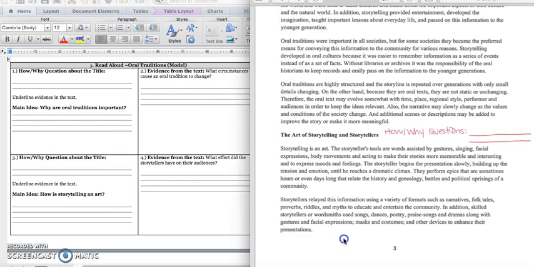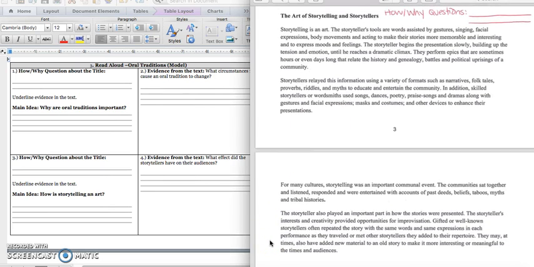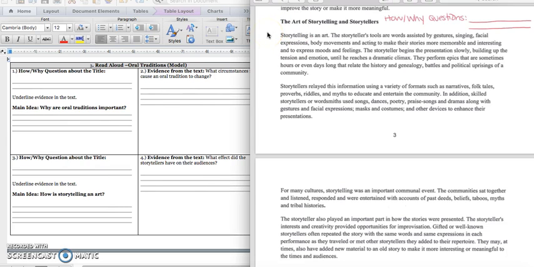In the second part of our text, I notice I have another subheading. So I'm going to turn that subheading into a how or why question to find the main idea of this section. So it says the art of storytelling and storytellers. So I could turn this into a how question and say, how is storytelling an art? And you can see I used most of the words in the subheading to come up with my question. Silently write that down in box 3. How is storytelling an art? Press pause to write down your answer and play when you are ready to read.